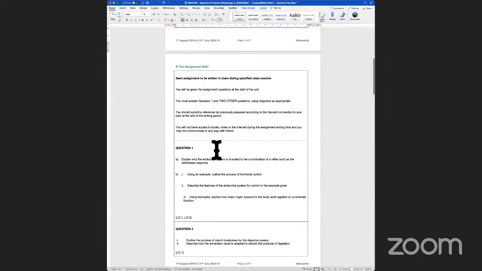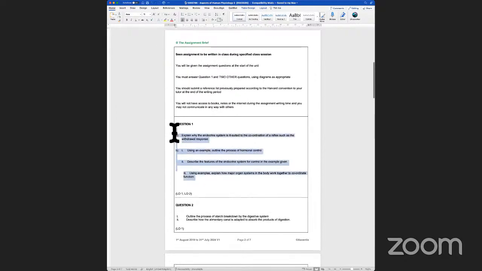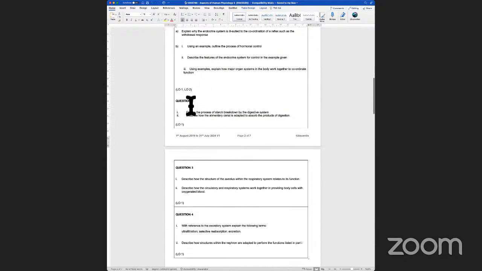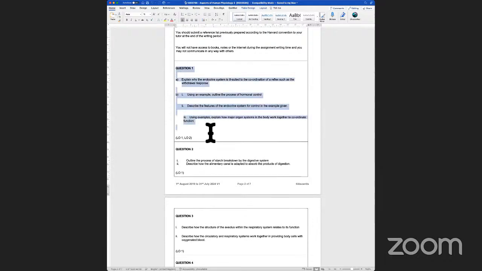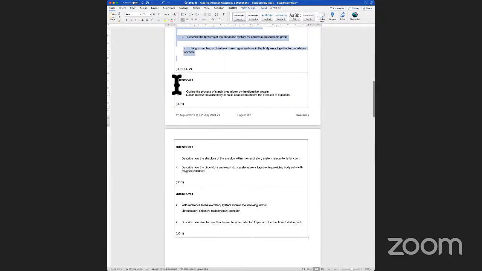And then in the assignment, it says you must answer question 1. So question 1 is mandatory. Everybody has to do it. Now, apart from question 1, you have to do any other 2 questions using diagrams as appropriate. So I could do question 2 and 3, I could do 2 and 4, I could do 3 and 4. Question 1 you have to do, everybody has to do. But I could do 2 and 4, 2 and 3, or 3 and 4, in any combination. So out of the 4, I have to do 3.